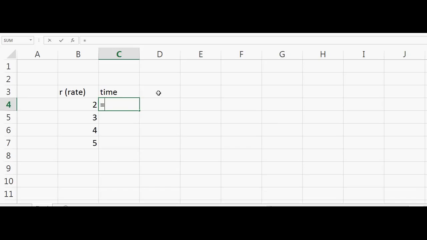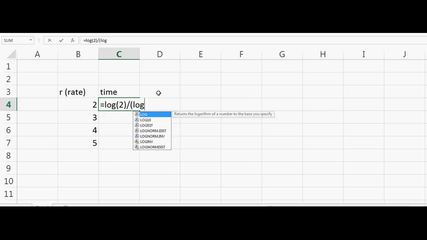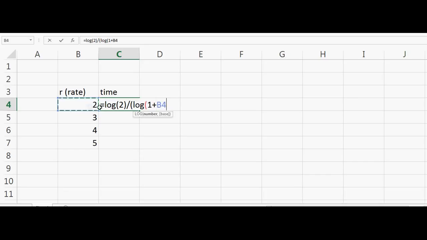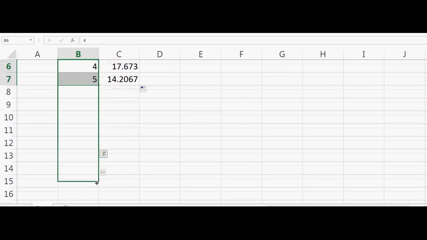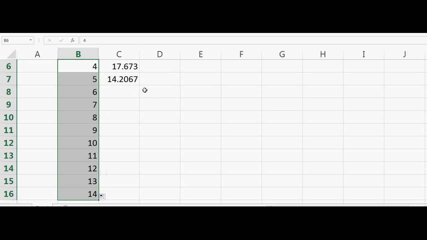as we calculated before, log of 2 divided by log of 1 plus r by 100, because this is in percentage, right? So it says 35 years, right? We can keep doing this, and we can also generate a table for all the r's and these numbers, right?